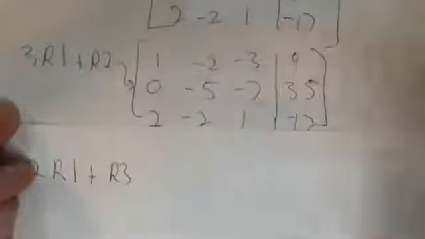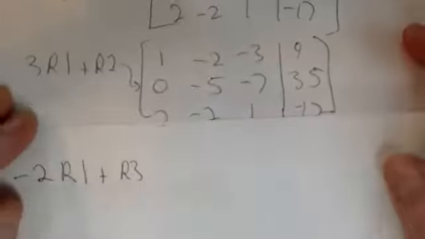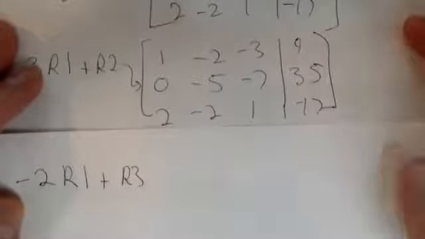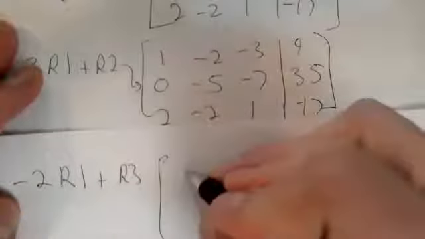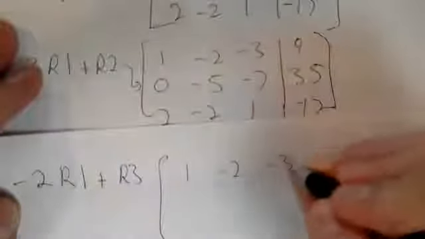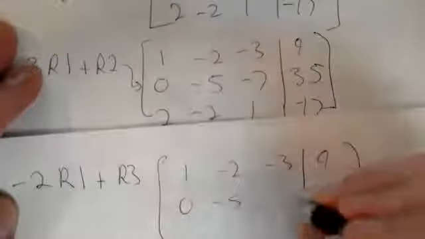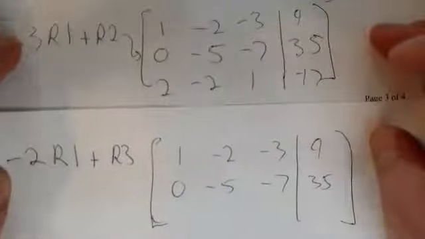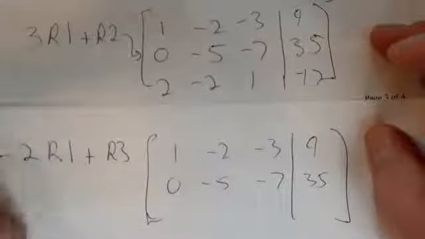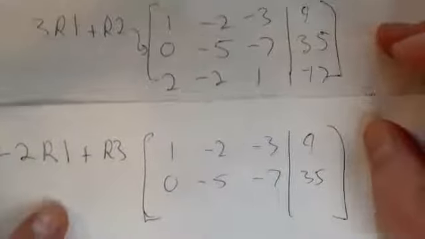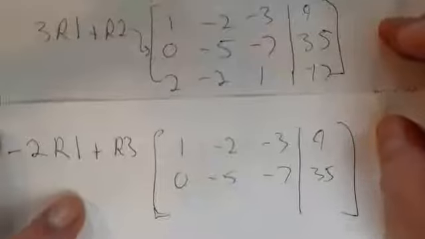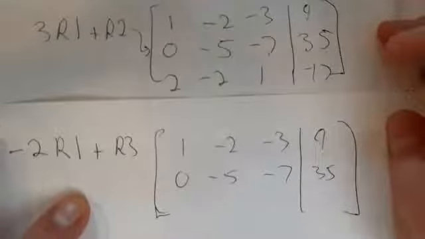So I'm looking at this. The first 2 rows are staying the same. So 1, -2, -3, and 9, and 0, -5. I did say it uses a lot of paper, but one of the good things is you're writing the same thing over and over again for a lot of the stuff. So I know you might want to skip some steps, but writing these things out really does help.